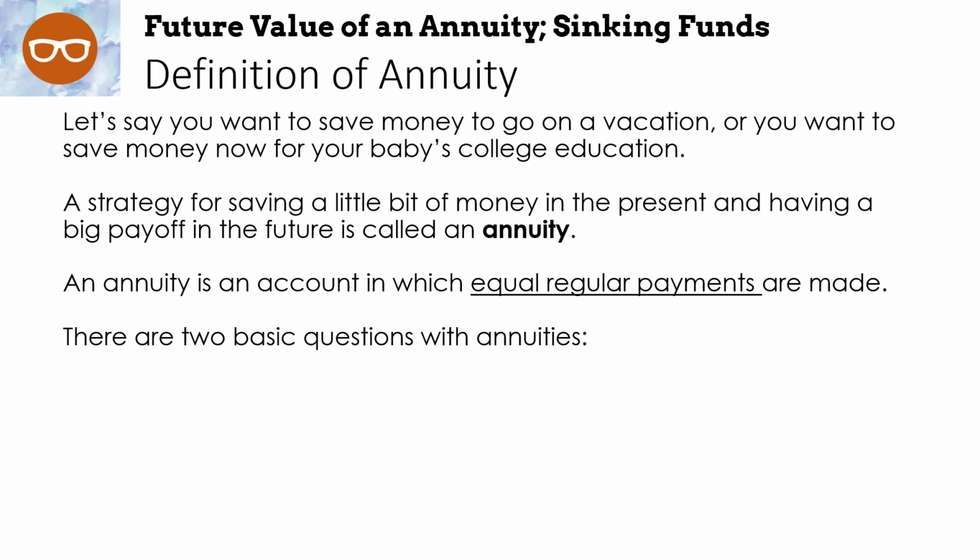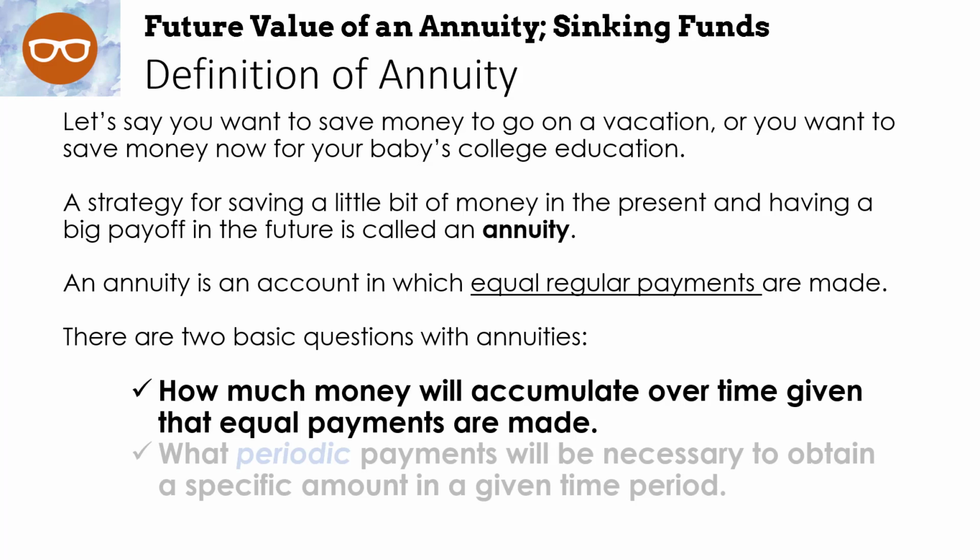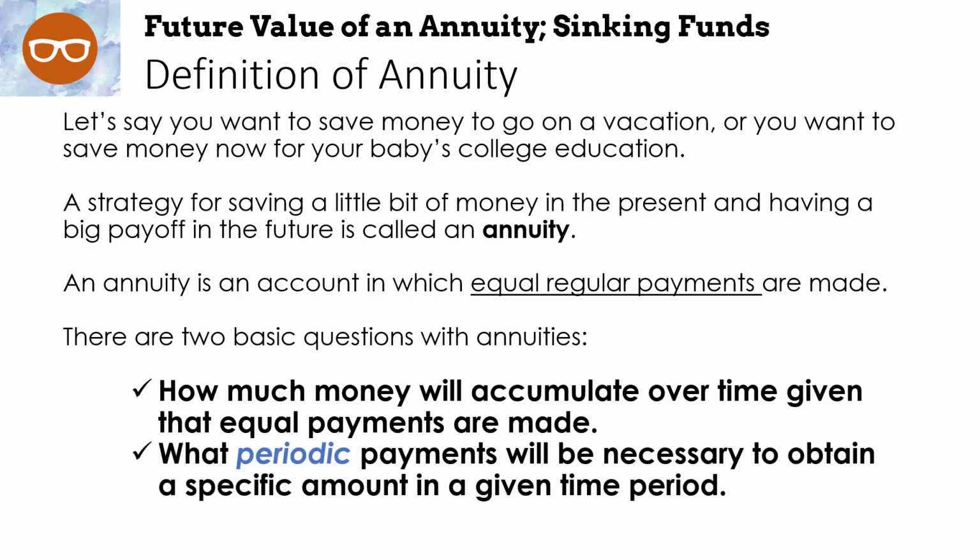There are two basic questions with annuities. How much money will accumulate over time given that equal payments are made? What periodic payments will be necessary to obtain a specific amount in a given time period? Now, periodic means how often you will need to make a payment. It could be monthly, yearly, and so on.